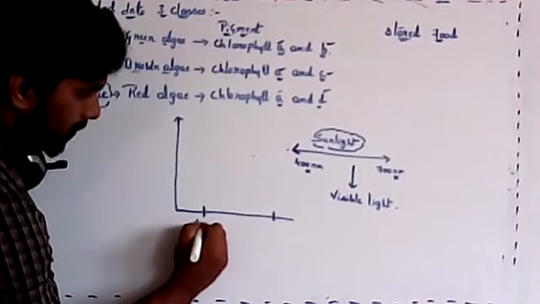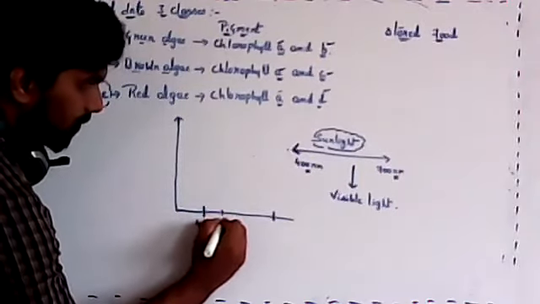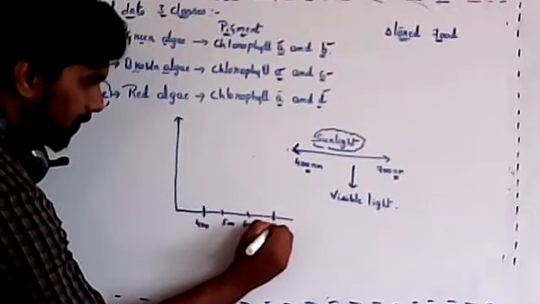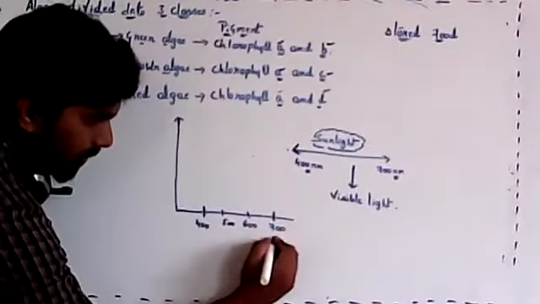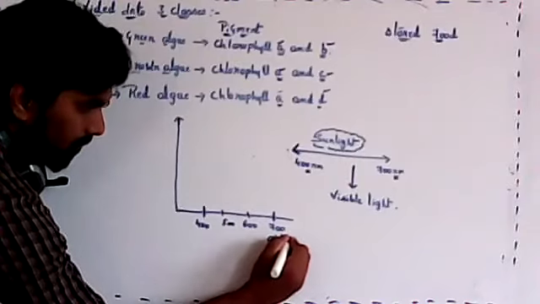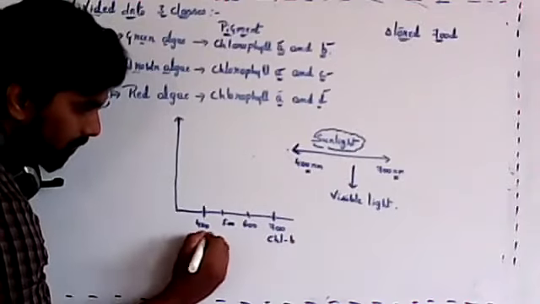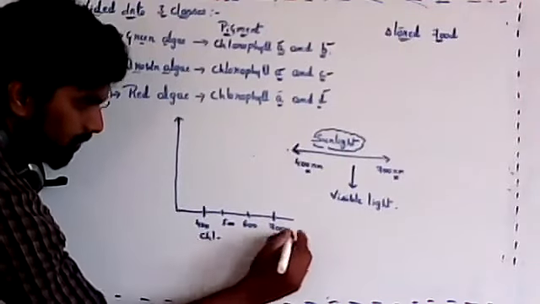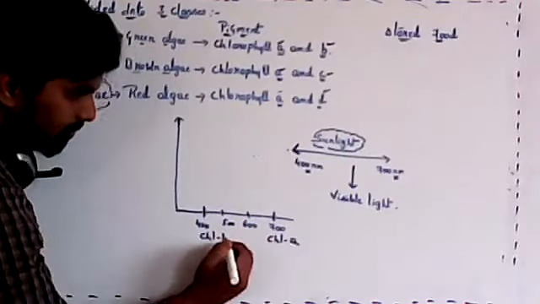So 400, then 500, then 600, then 700, okay. So here chlorophyll B, here chlorophyll A, sorry. So here it is chlorophyll A and chlorophyll B, something like that.